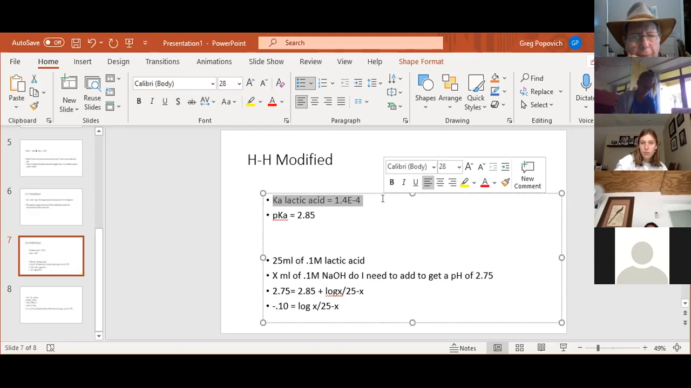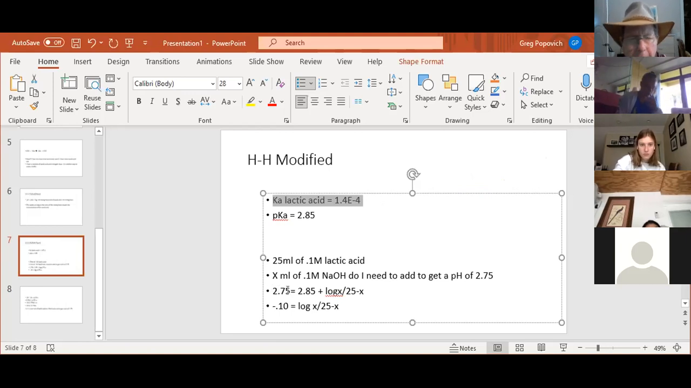So my Henderson-Hasselbalch equation is going to be, this is my target pH, given in the problem. That's going to be equal to my pKa, which I figured out from having the Ka of the lactic acid, plus the log of the milliliters of base that I'm solving for, divided by my milliliters of lactic acid minus my milliliters of base. Okay, I subtract the 2.85 from both sides. I get negative 0.10 is equal to the log of x over 25 minus x. Are we good with the math at this point?